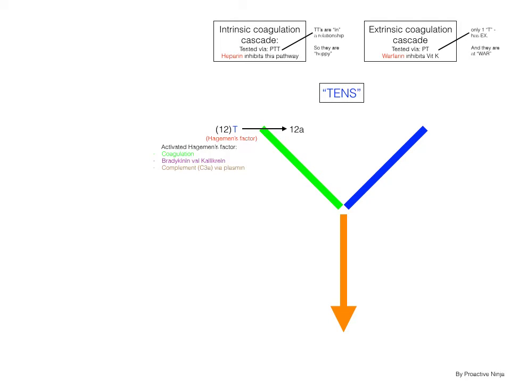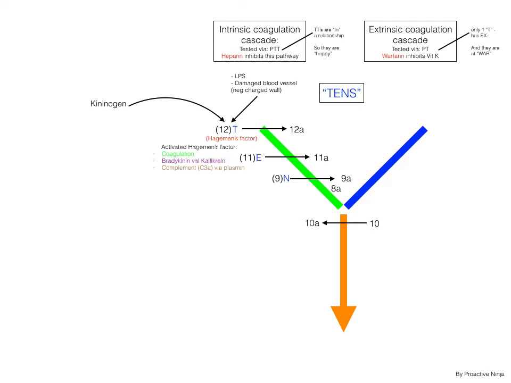We know that 12 can be converted to 12A by activation through LPS or damaged blood vessels, specifically the negatively charged wall of the basement membrane, and it can also be activated by a molecule called kininogen. Once activated, 12A converts 11, which is the E, to 11A, and also 9, which is the N, to 9A. Now 9A and 8A can convert factor 10 to 10A. And that's it for the intrinsic coagulation cascade.